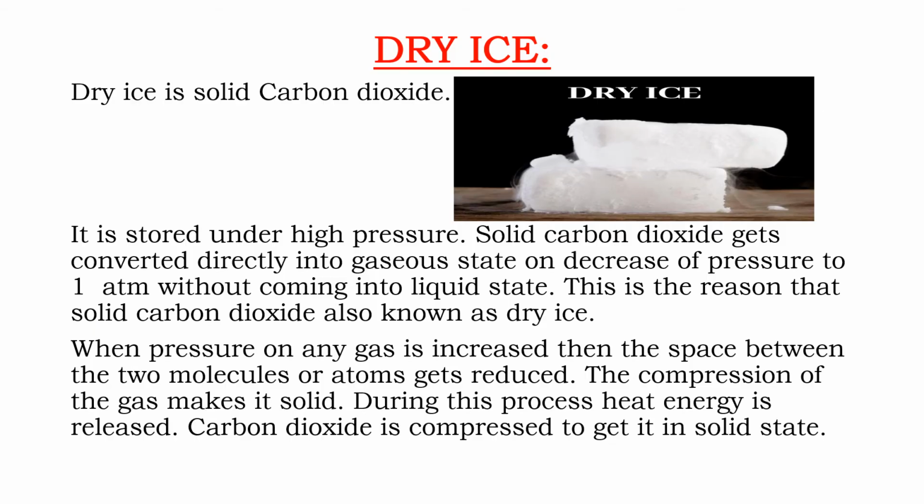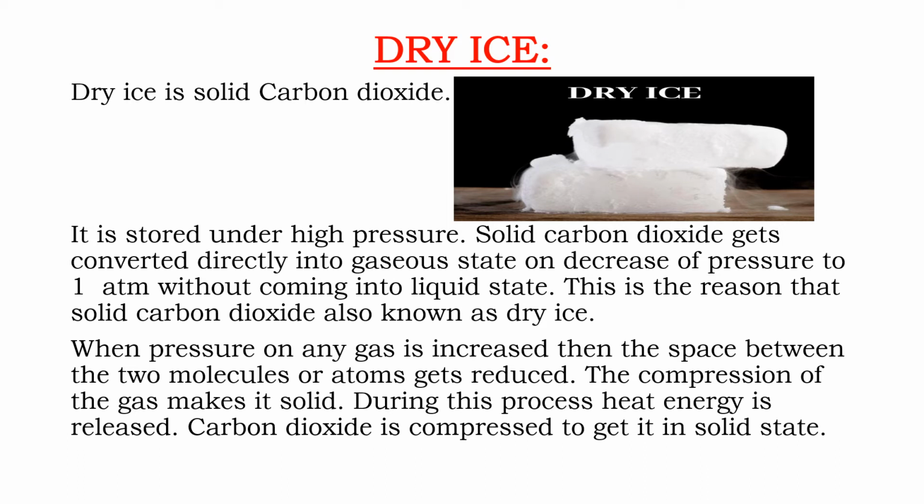Now, you must have heard about solid carbon dioxide. So what is solid carbon dioxide? Dry ice. Dry ice is solid carbon dioxide. It is stored under high pressure. Solid carbon dioxide gets converted directly into gaseous state on decrease of pressure to 1 atm, that is, 1 atmosphere, without coming into liquid state. This is the reason that solid carbon dioxide is also known as dry ice.